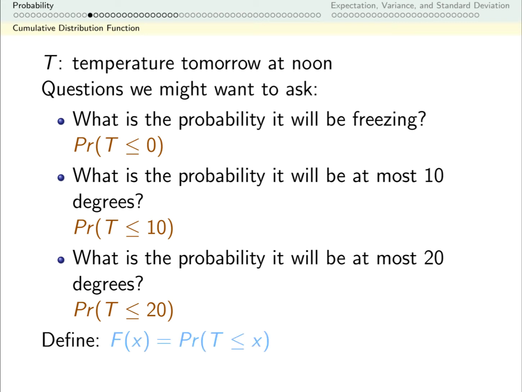In that case, the probability T is less than or equal to 0 would just be f of 0. The probability T is less than or equal to 10 would be f of 10. And the probability T is less than or equal to 20 would be f of 20.